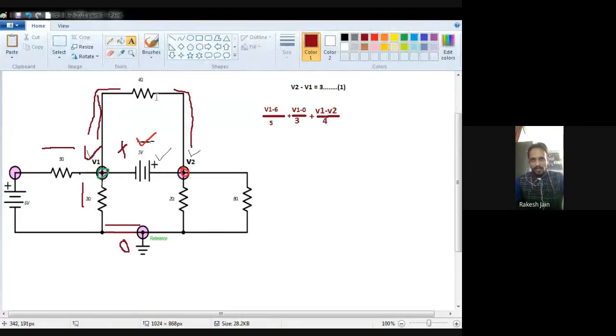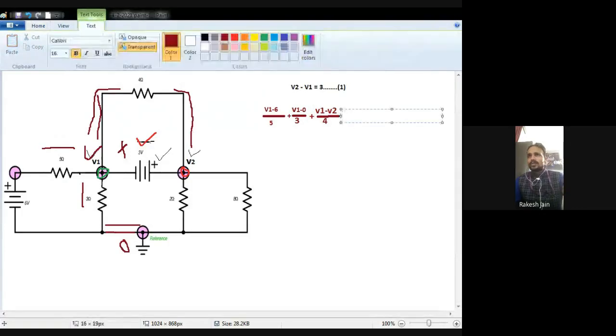Right. So one branch, second branch and third branch, all these 3 branches are completed for the node V1, and the last branch we neglect because a battery is present which creates a super node. These 3 are related with node 1. Now we are going to write down the equation for the first node. How do we write it? V1 minus 6 divided by 5 plus V1 minus 0 divided by 3 plus V1 minus V2 divided by 4.